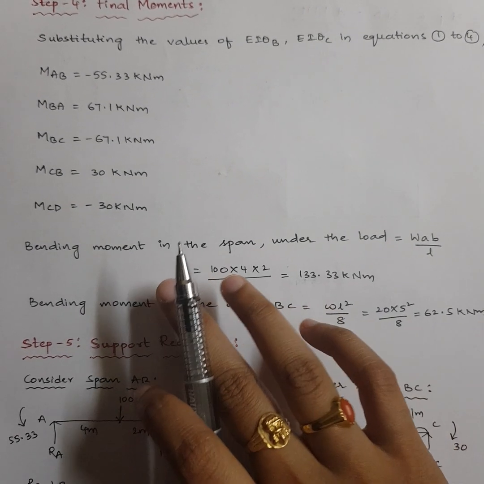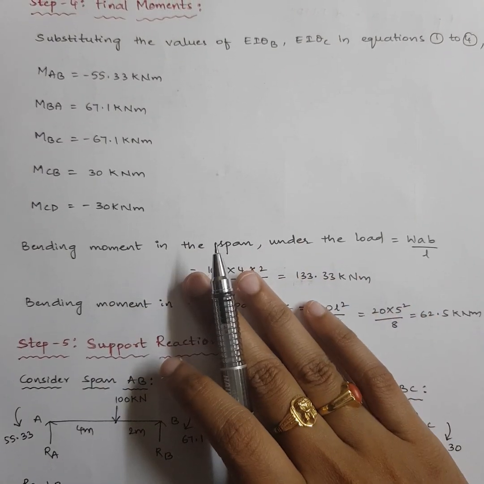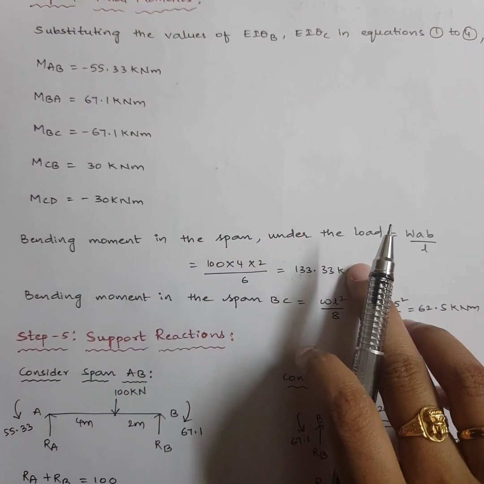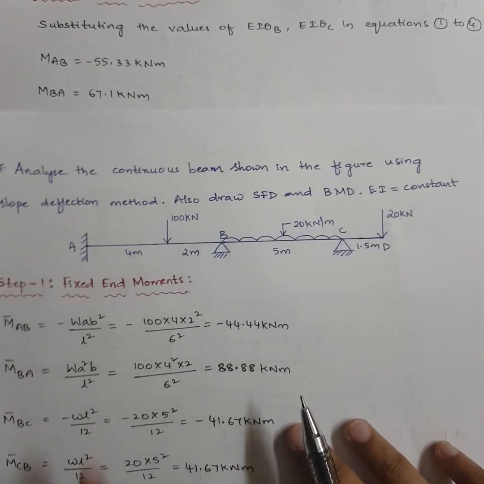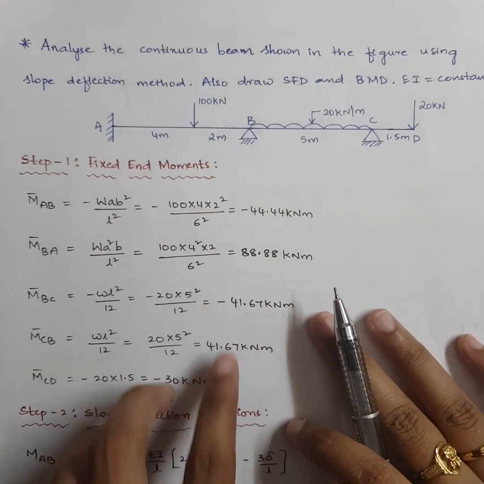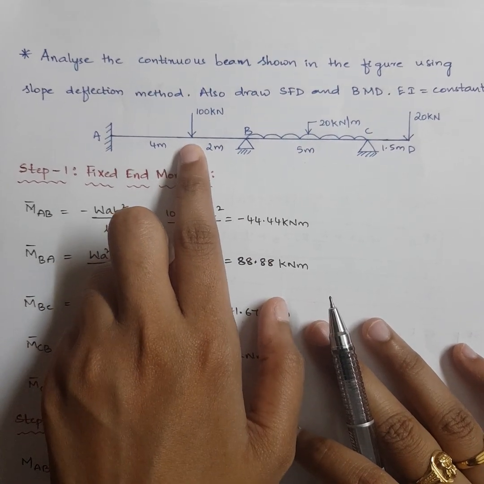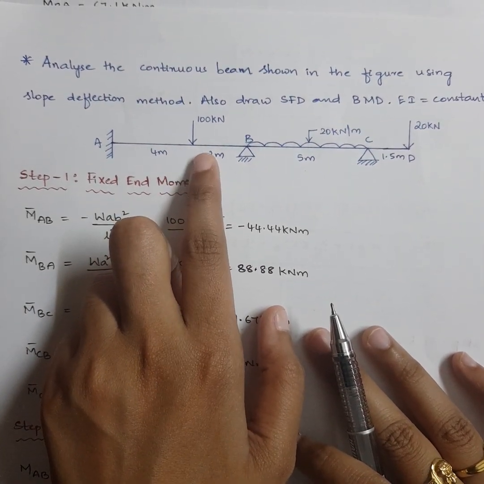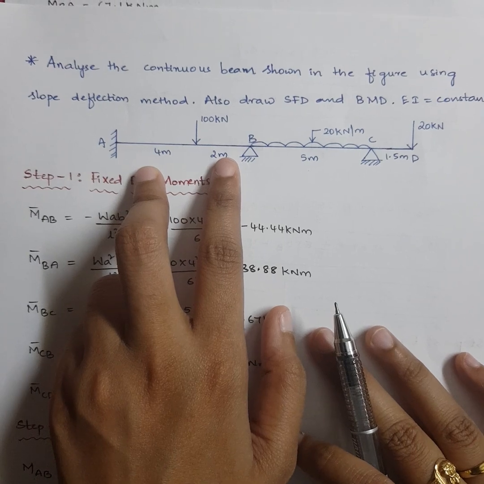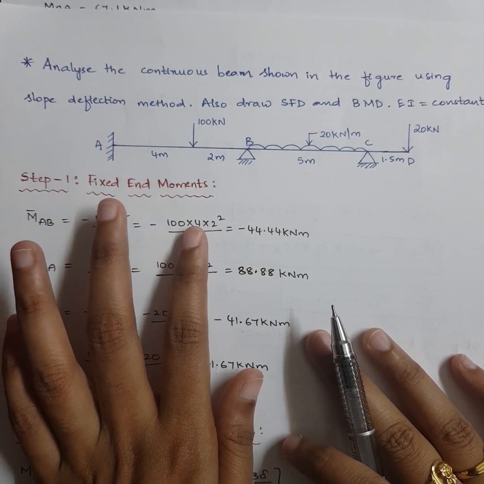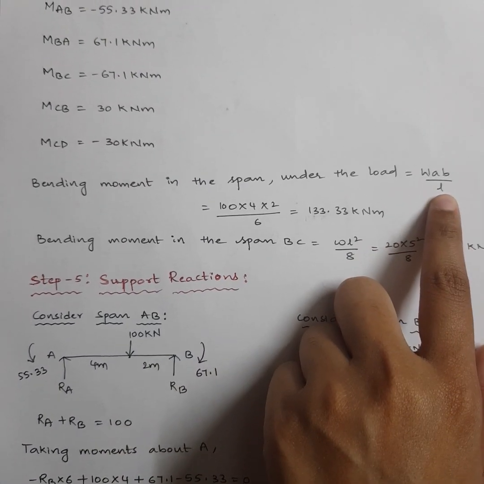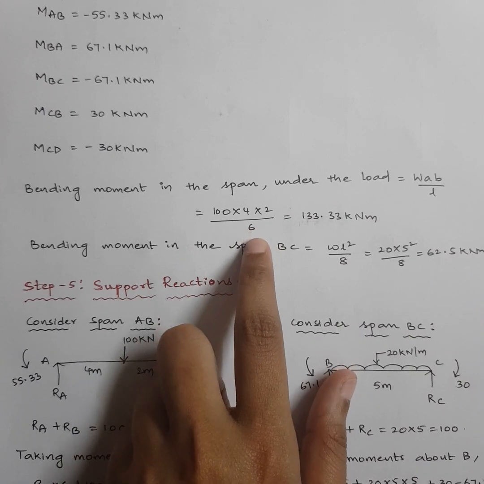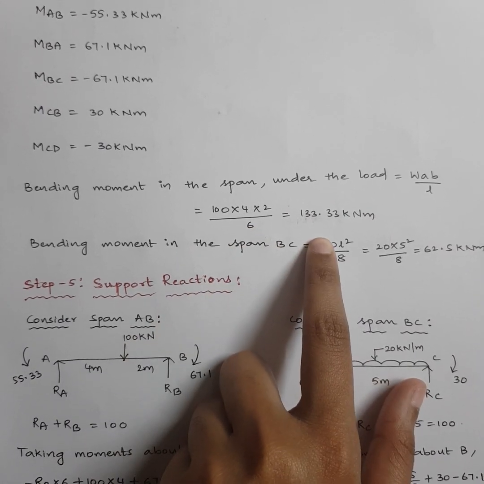Next, in advance I'm calculating the bending moment under the load in AB. If you remember, in our question for the part AB we had a point load. So the maximum bending moment will occur under this load of 100 kilonewton, and the bending moment diagram for this will look like a triangle. That triangle will have a height, the ordinate, given by the formula WAB by L. So W is 100, A is 4, B is 2. Just divide, you get 133.33.